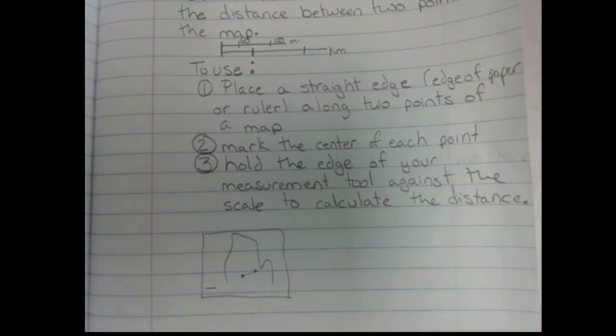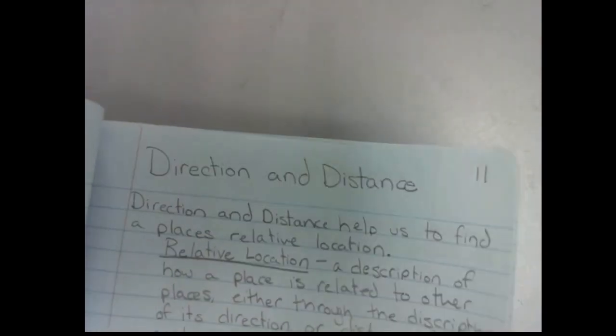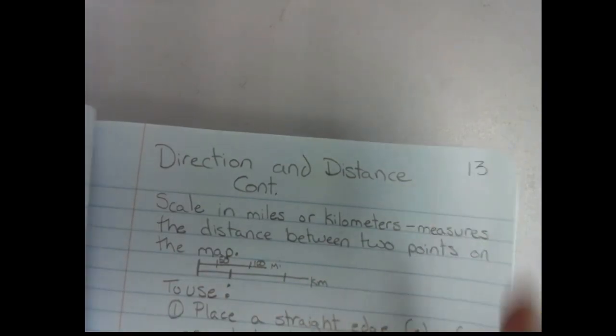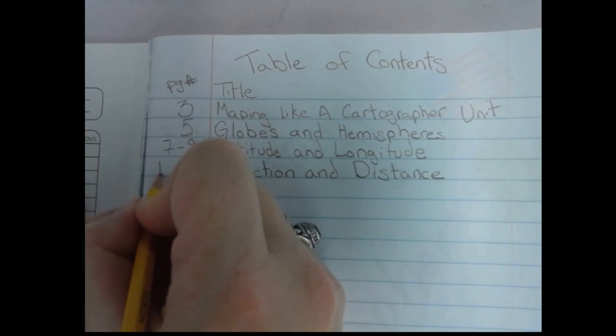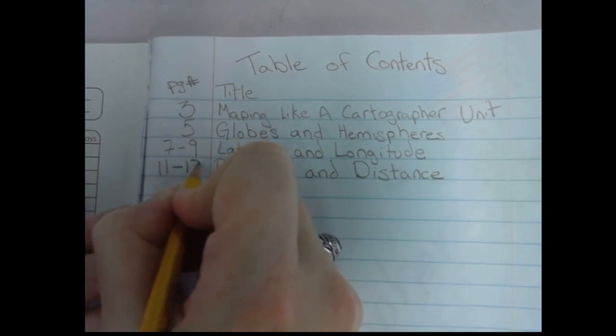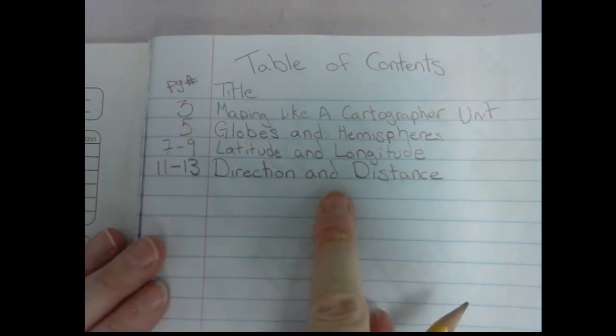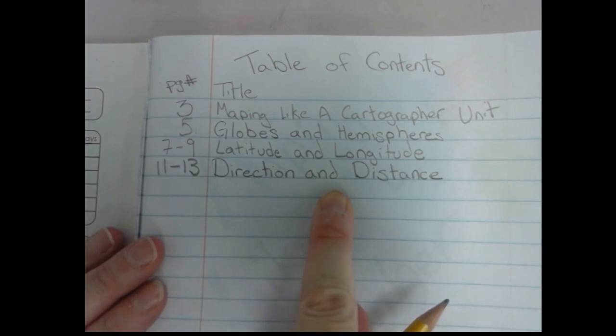So that is all of our notes for direction and distance. So my pages were page 11 and 13. So I'm going to go back to my table of contents. 11 through 13 is my direction and distance.